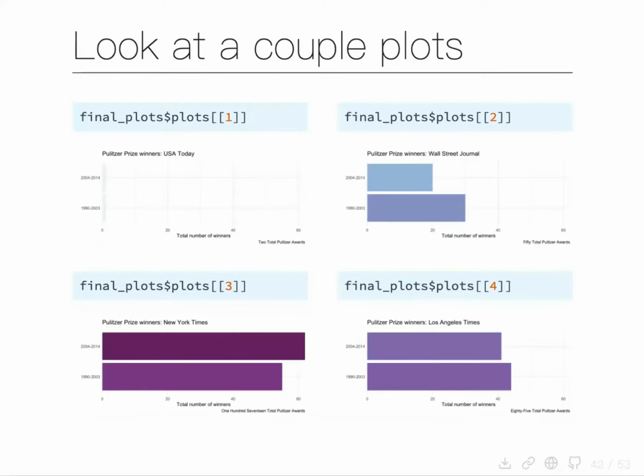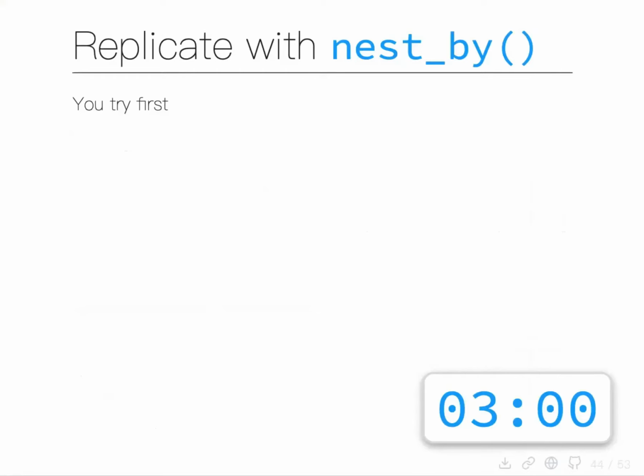So we can look at a couple of these plots just like this, right? So we can say final plots, plots 1. Here's USA Today, and it says 2 total Pulitzer Awards, right? And then final plots, plot 2. This is Wall Street Journal, and it says 50 total Pulitzer Awards. So you can see this one goes to 20, so that means this one's 30, right? Final plots 3, New York Times, 117, etc. Okay, let's try now to replicate the same thing, but with nest by. Okay.